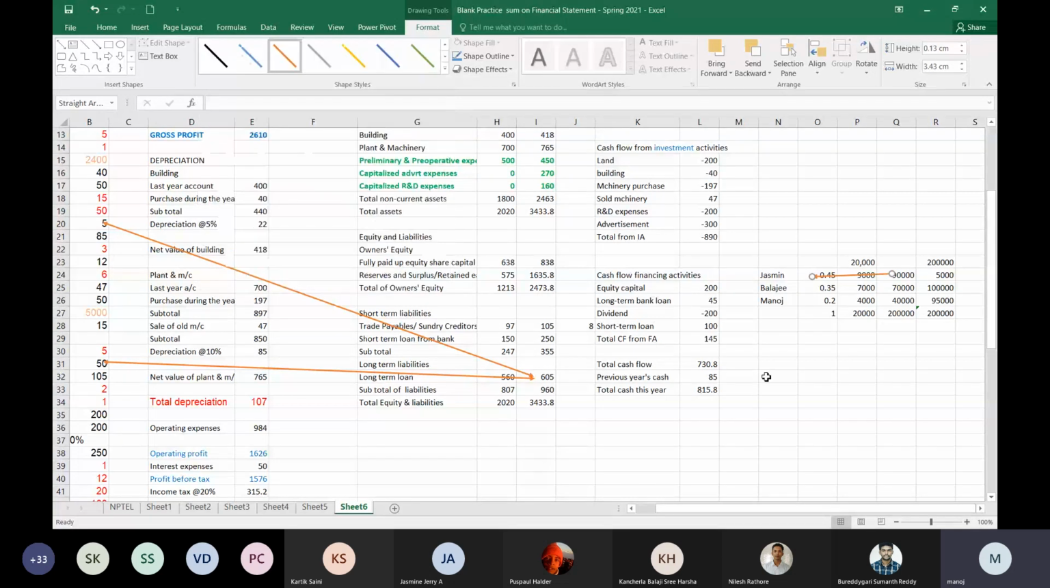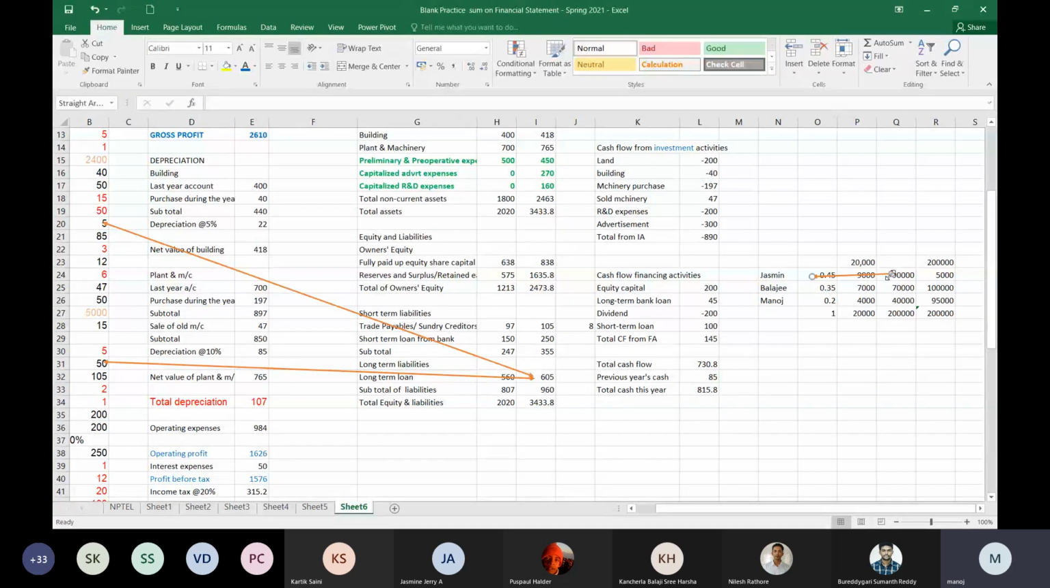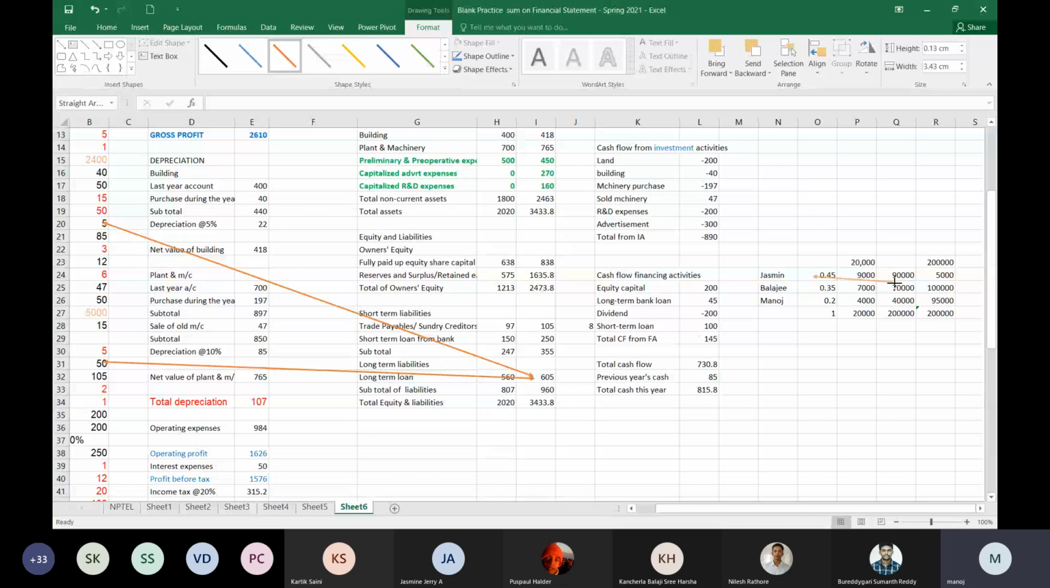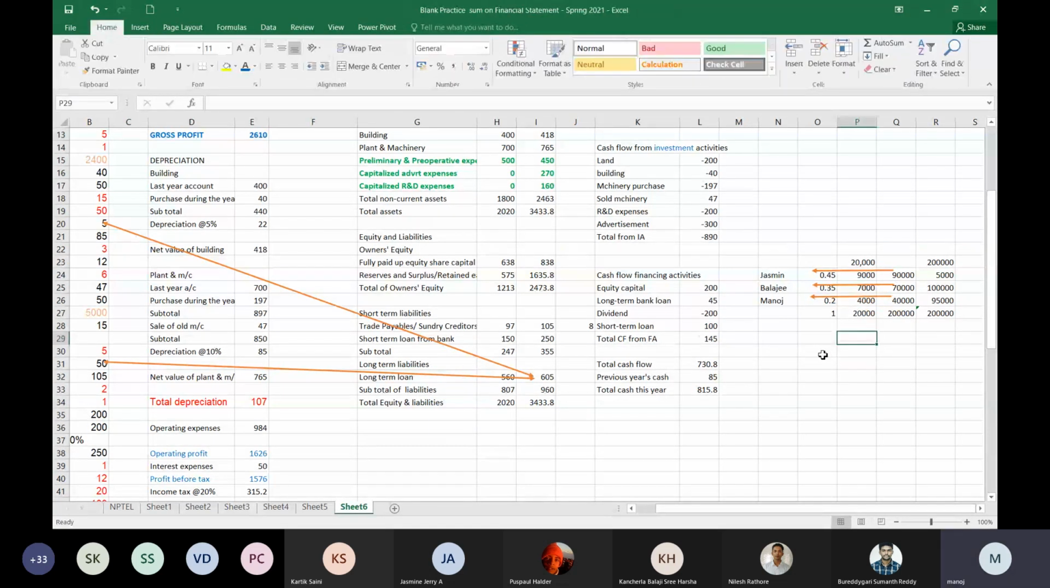So you are bringing 90,000 rupees. That is why you are getting 45%. Now Balaji is bringing 70,000 rupees. That is why he is getting 7,000 shares, which is equivalent to 35%. I am bringing only 40,000 rupees, so you are giving me only 4,000 shares. That means I am holding 20%.